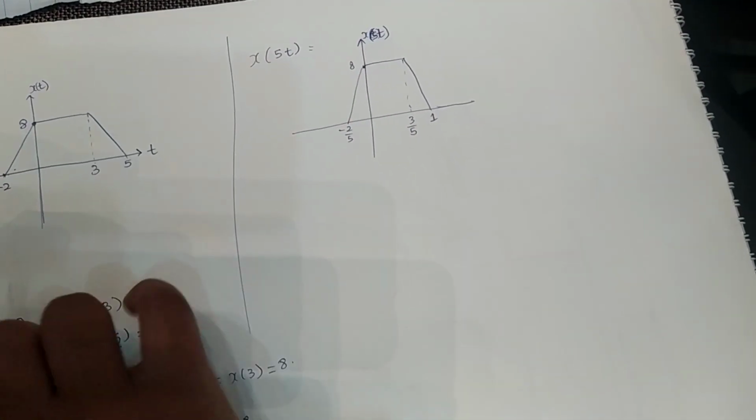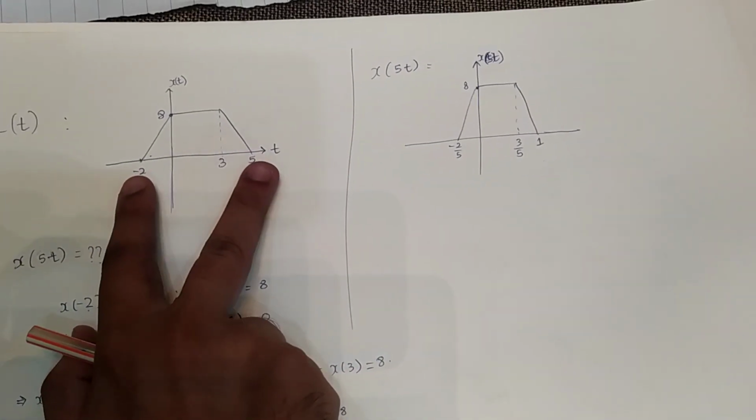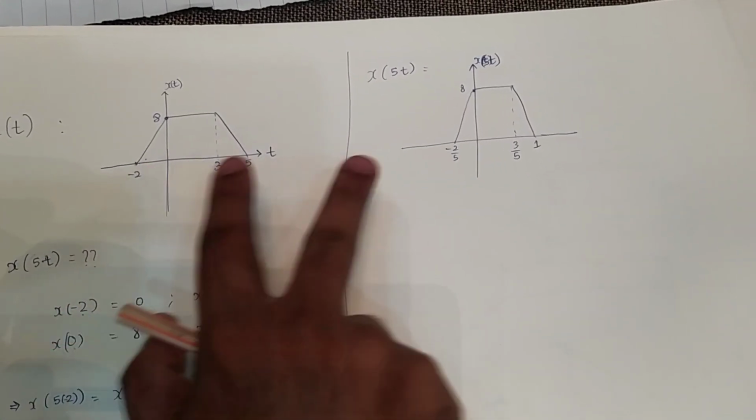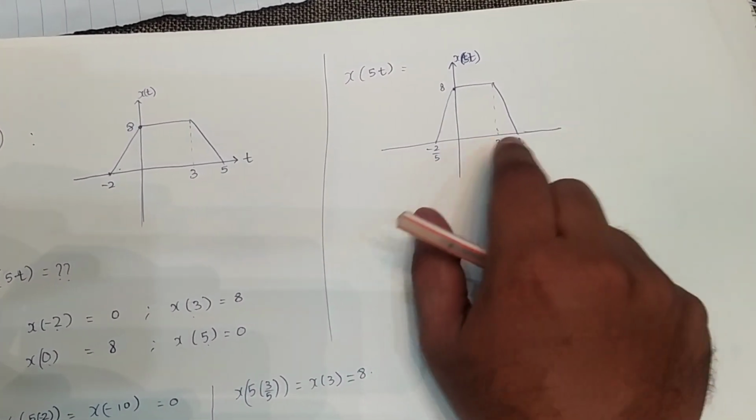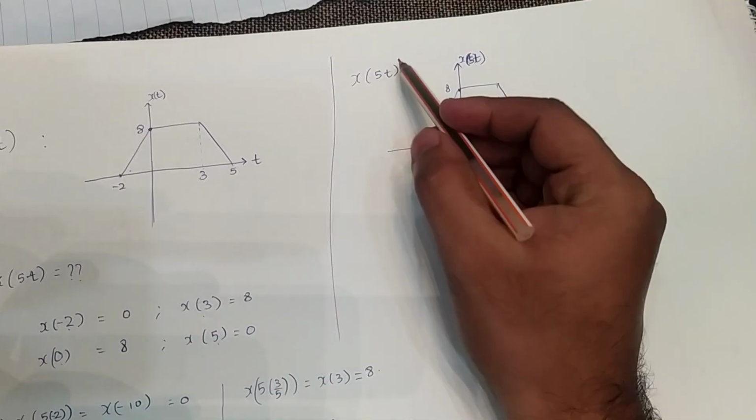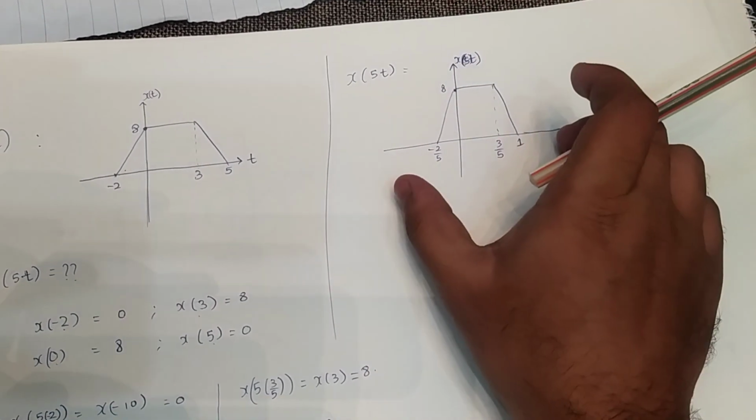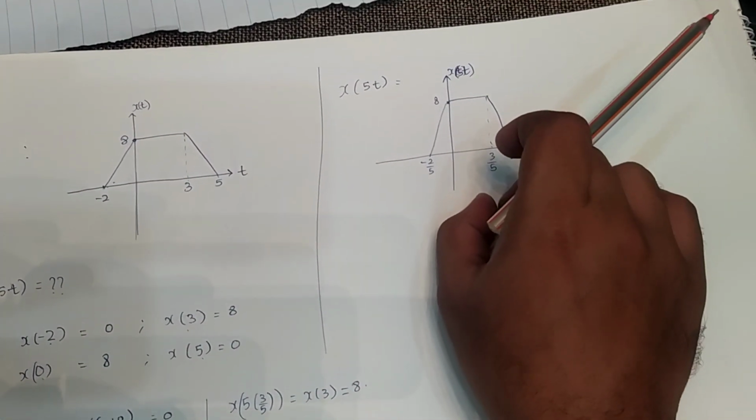So what basically happened is this was a little expanded, minus 2 to 5, whereas this got shrunk, that is minus 2 by 5 to 1. So when I multiplied by a factor of 5, the graph basically shrunk by a factor of 5.